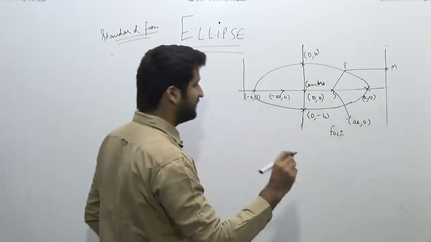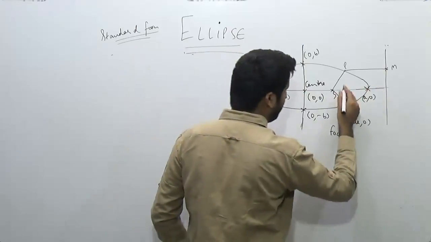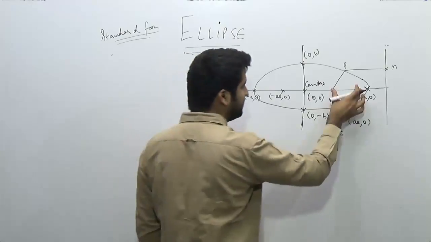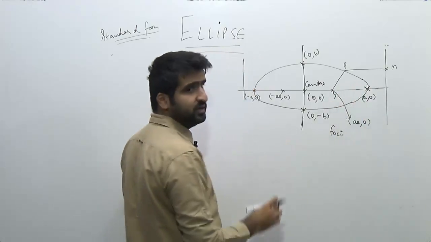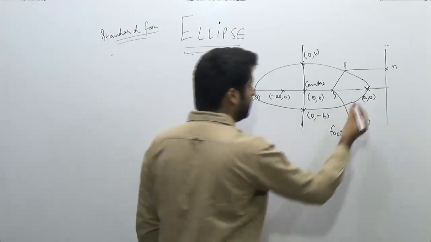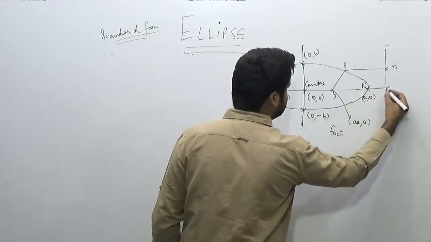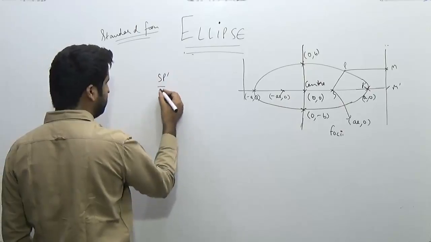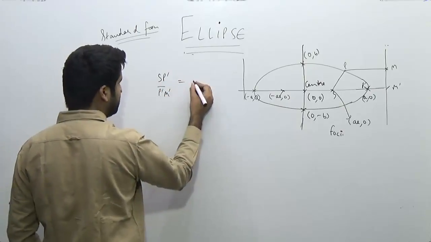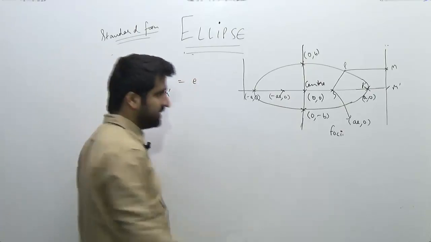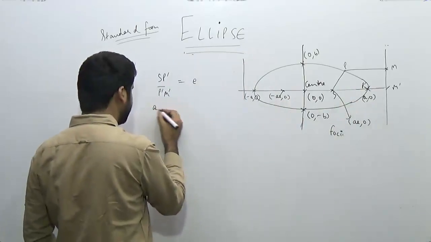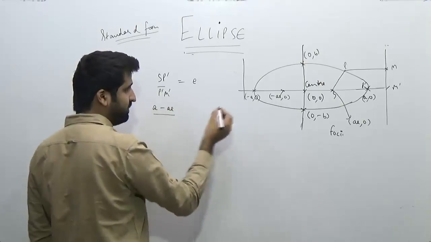I know that if this point is moving such that it comes over here, then this ratio will come out to be eccentricity, right? So let's say this is P dash and this is M dash. Now in this case, SP dash upon P dash M dash is equal to eccentricity. What is the distance SP dash? This will be equal to A minus AE, so A minus AE upon PM dash.